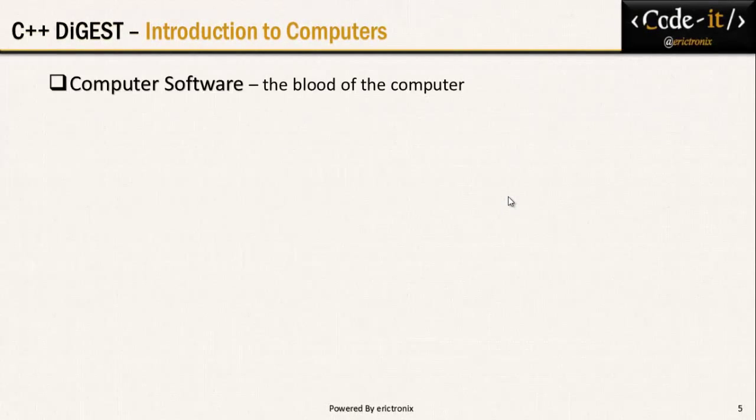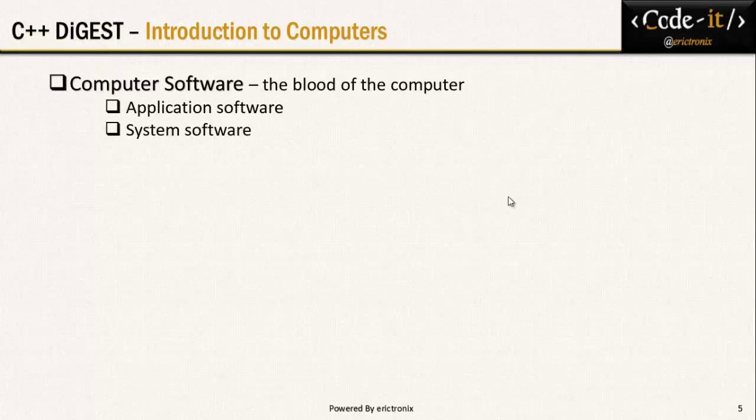If the computer is the brain and the RAM is its memory, then for the software, I will call the blood of the computer. A computer without software is just a piece of nicely molded metal or plastic case. As a human body without blood is dead. Computer software can be grouped into two categories. We have application software and system software.